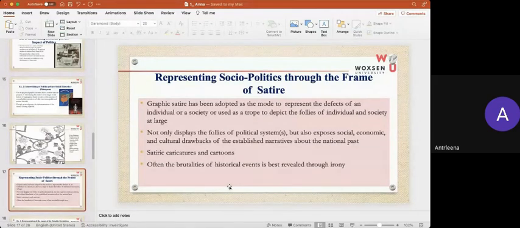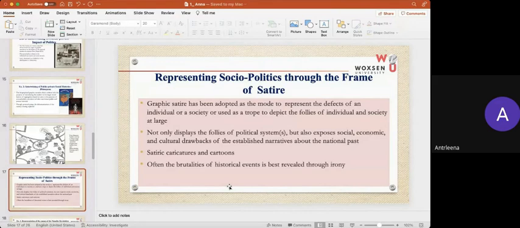But when you do it through humor, yes, of course there are cases where actions have been taken even when you do it through humor. But still, there are chances that it might be ignored. So a lot of social activists engage in portraying their displeasure through the frame of satire. And often the brutalities of historical events are best revealed through irony, because it's so dark that if it's depicted on the pages directly, it's very jarring.